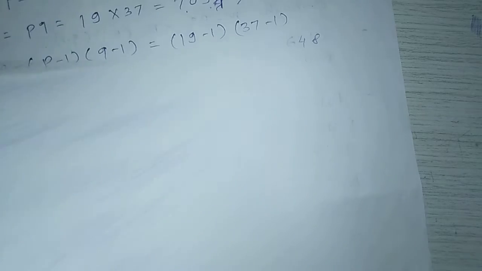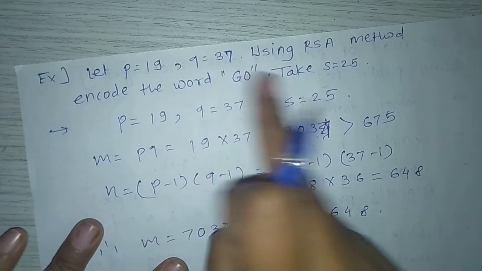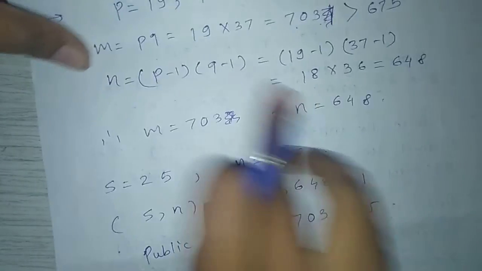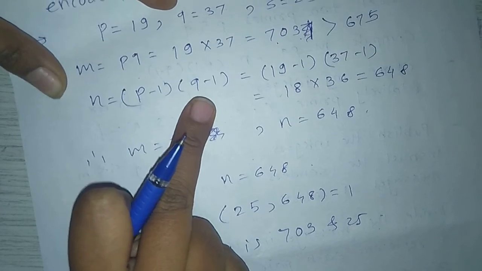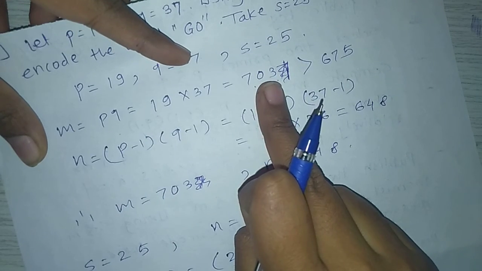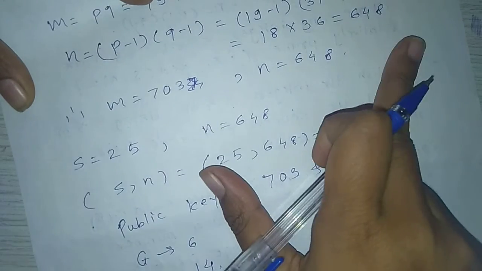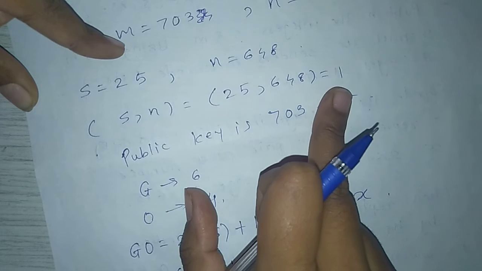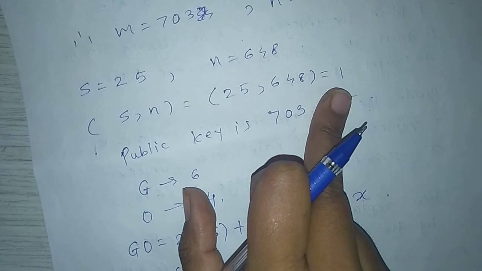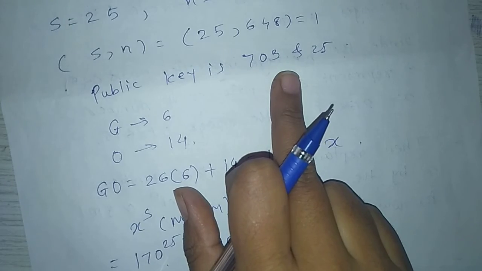Now first see that given are P, Q and S. Then calculate M equal to P into Q and N equal to P minus 1 into Q minus 1. We get M equal to 703 which is greater than 675. That's why the condition is satisfied. N equal to 648. Next, GCD of S and N is 1, which means S and N are relatively prime, and the public key is 703 and 25.